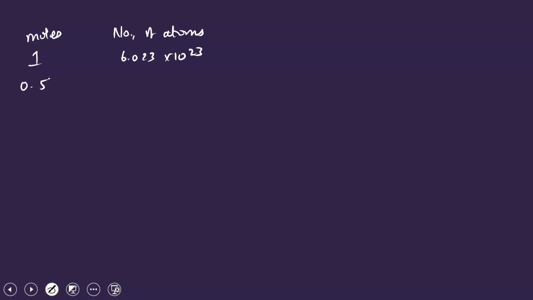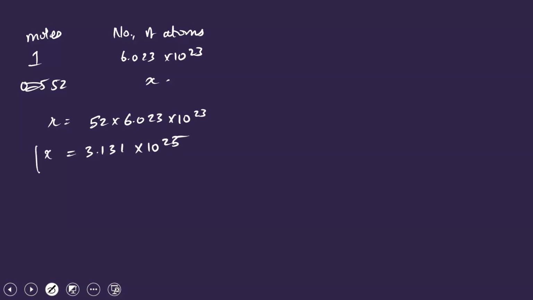So 0.5 moles will have, no, I'm sorry, 52 moles will have how many atoms? So x is equal to what? 52 into 6.023 into 10 to the power of 23. Correct? So what will be the final answer? 3.131 into 10 to the power of 25. This is the atoms of argon. Is that clear?